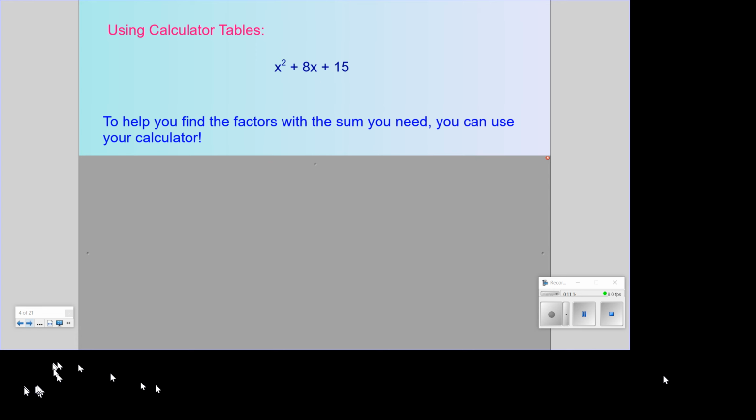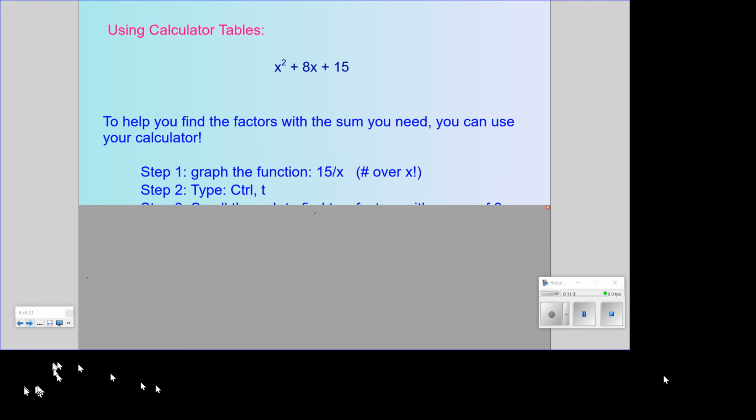So to help us find factors, and it was pretty easy for 15. 15 has a pretty small factor list. That it was 1 and 15 or 3 and 5. However, we might be asked to find factors of 96 or 246 or something like that, which you may not know all the factors of in your head. So in this scenario, what we can do is use our calculator.